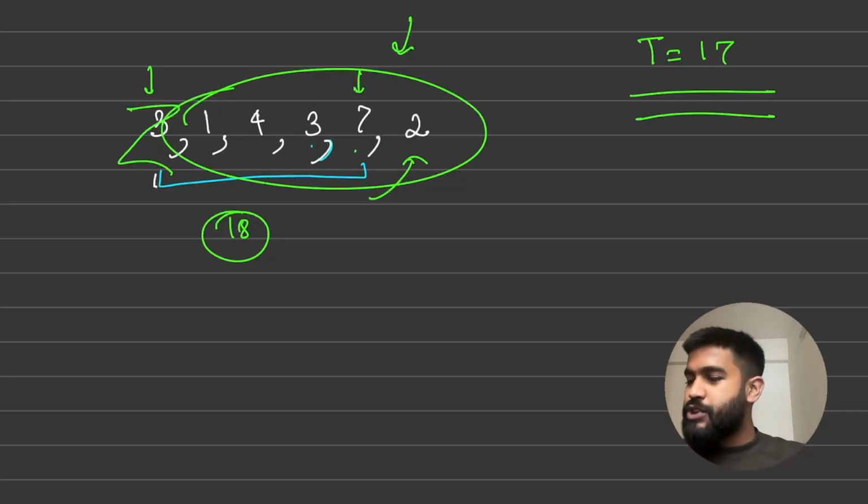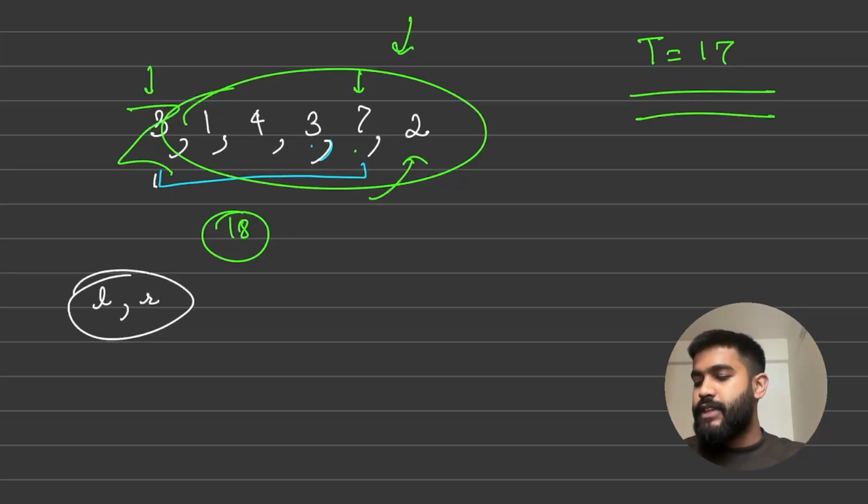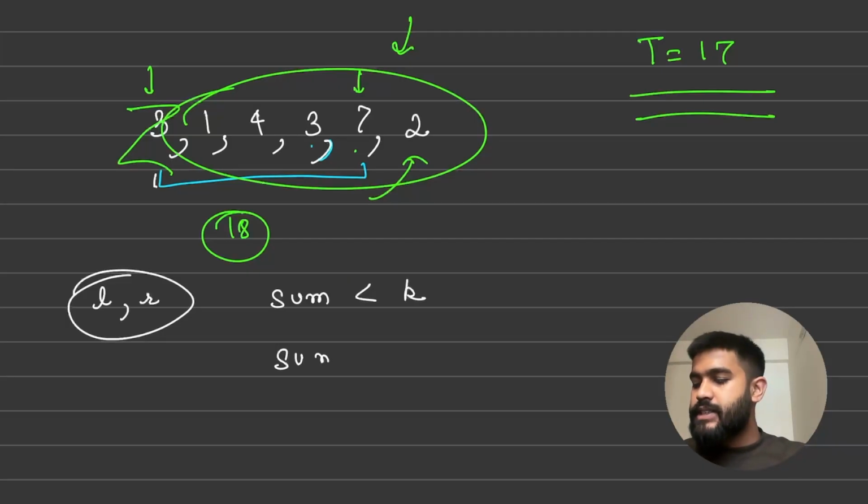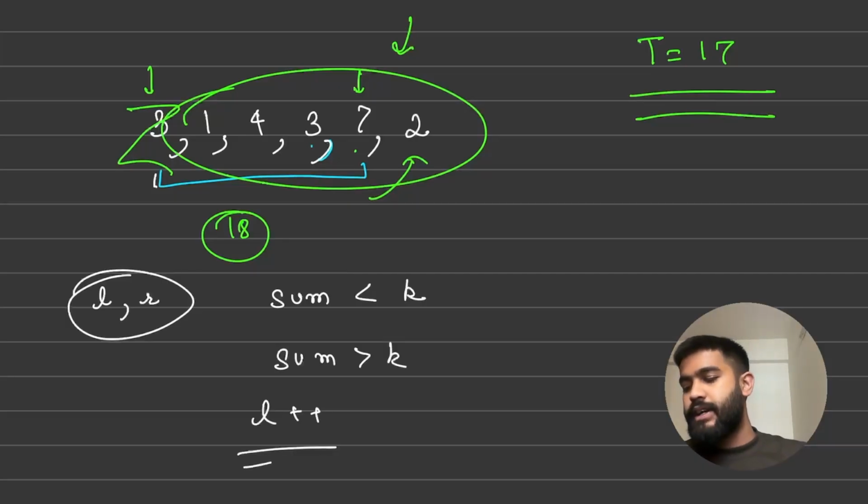That was the intuition. Basically what we can do is we would simply have a left and a right pointer, and if the sum is less than the target element, we would keep adding more elements to the sum. If the sum is greater than that, we would just move the left pointer and decrement that from the sum. It would be like this scenario.